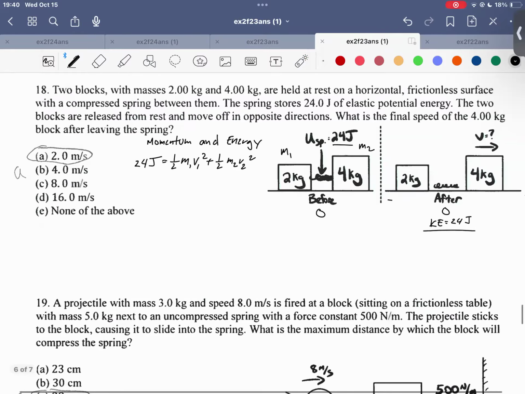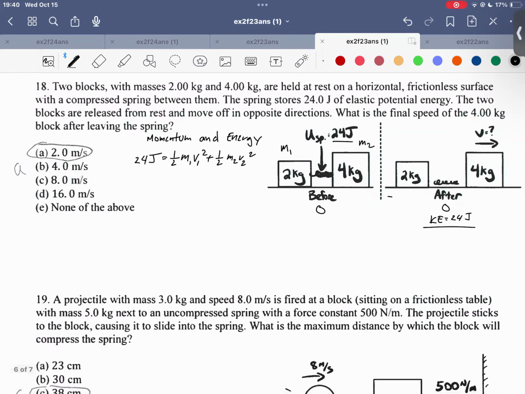Okay, and so the key here is to use the momentum to help you eliminate or substitute one of the variables. So we know that momentum initial is equal to momentum final, right? Which means that m1 v1 plus m2 v2 is equal to 0. Let's swap these to be a little bit more clear.